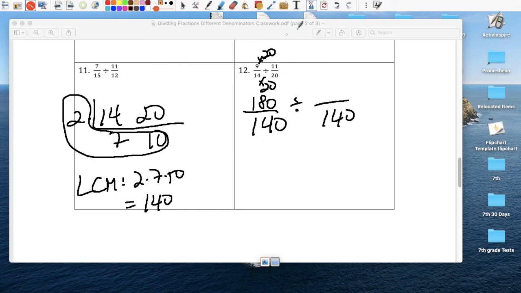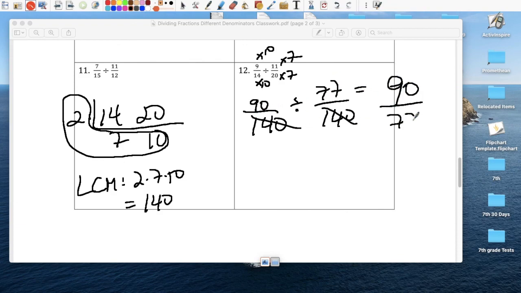How did the 14 become 140? I'm sorry, it's times 10. What am I doing? And then 9, I multiplied that by 10 as well. So 9 times 10 is 90. How did the 20 become 140? Times 7. I multiply the top times 7, which is 77. So now, cross, I get 90 over 77.